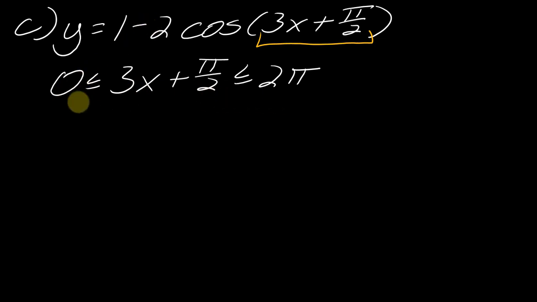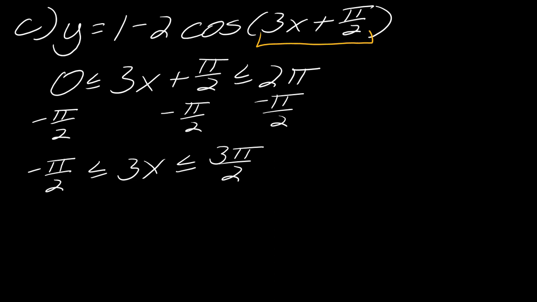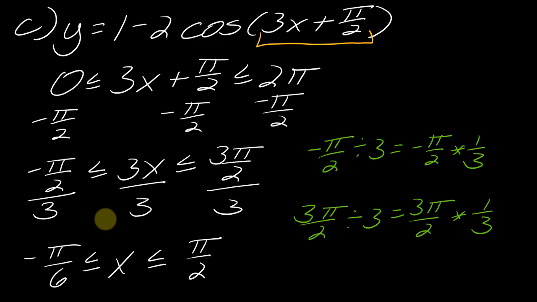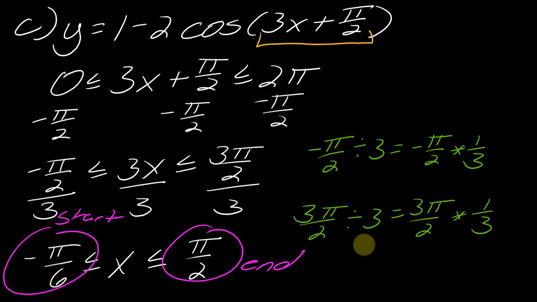So once again, I just set that inside between 0 and 2 pi again, and then I just go through the work to solve it by subtracting the 2 pi. And now this one might look a little more algebraically tricky when I divide everything by 3. But when I divide everything by 3, this comes out to negative pi over 6 is less than or equal to x, which is less than or equal to pi over 2. And if you're wondering where I got that, I've got the work over here. When I divide negative pi over 2 by 3, it really comes out to negative pi over 2 times 1/3. So that gives me the negative pi over 6. And then I've also got the work here if you want to pause and just read that over. Okay, so once again, this is where I'd start, this is where I'd end.